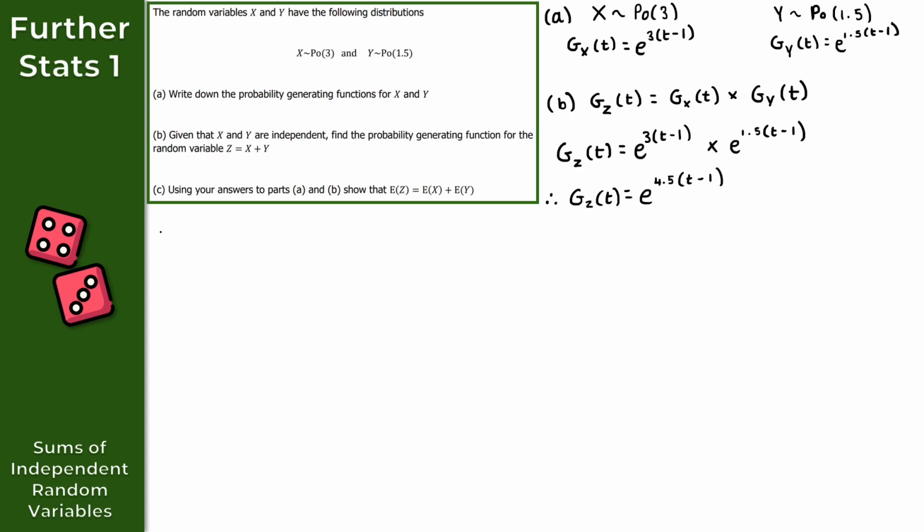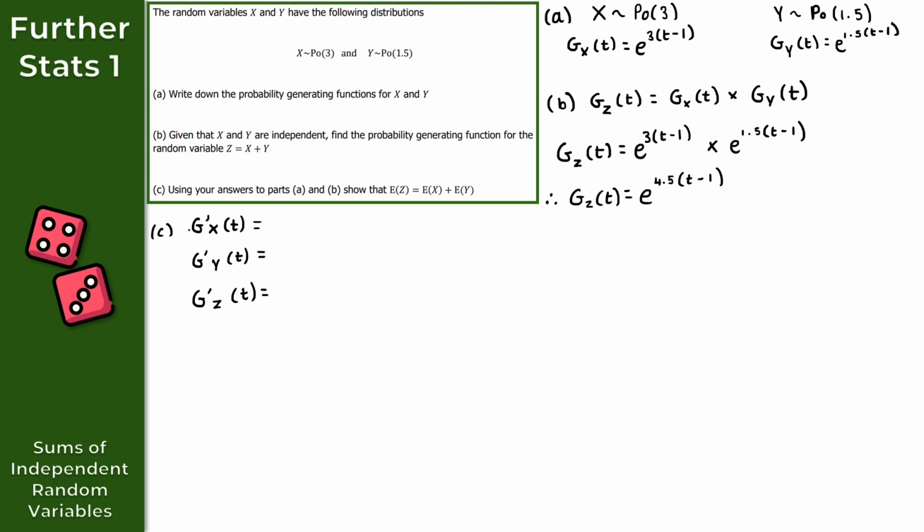So finally to finish with, we have part C. Now for part C, it says using your answers to parts A and B, show that the expectation of z is equal to the expectation of x plus the expectation of y. So again, pretty standard stuff here, nothing too challenging. In that case, we need g prime of x in terms of t. We also need g prime of y in terms of t, and we also need g prime of z in terms of t.